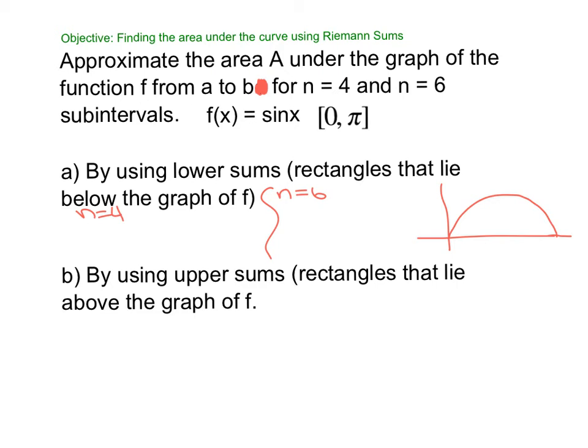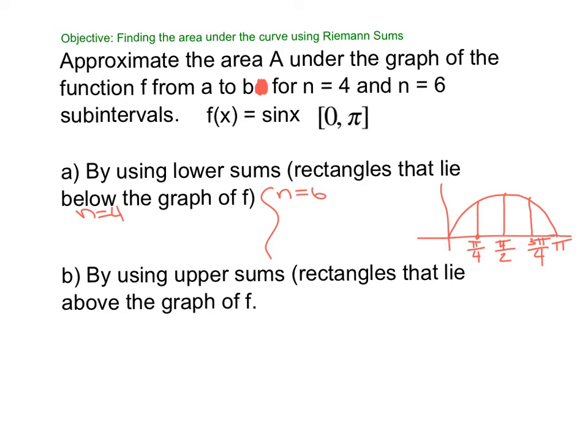So I need 4 subintervals. So here's pi. So we got 1, 2, 3, 4. So what are each of these things? What is this point then? Pi over 4, pi over 2, 3 pi over 4. Right. So that's what we're using there.